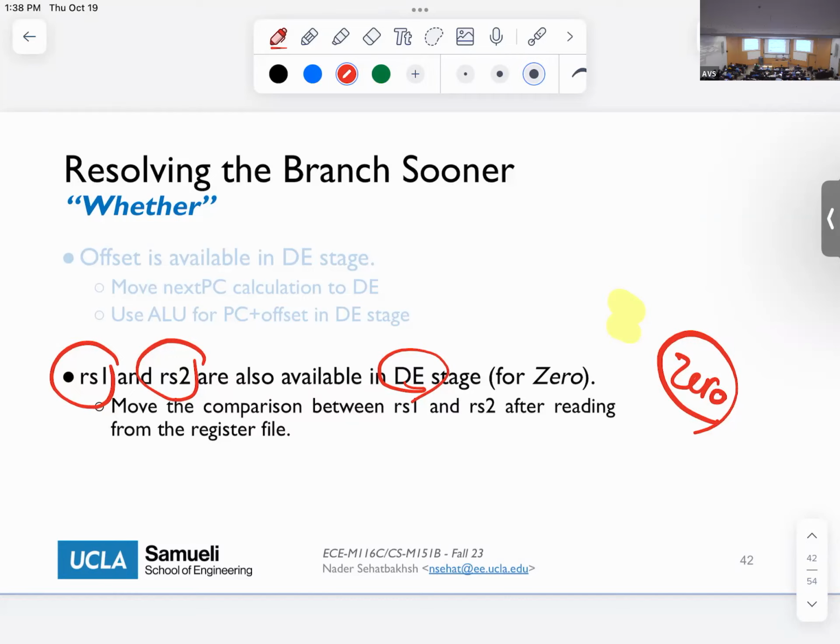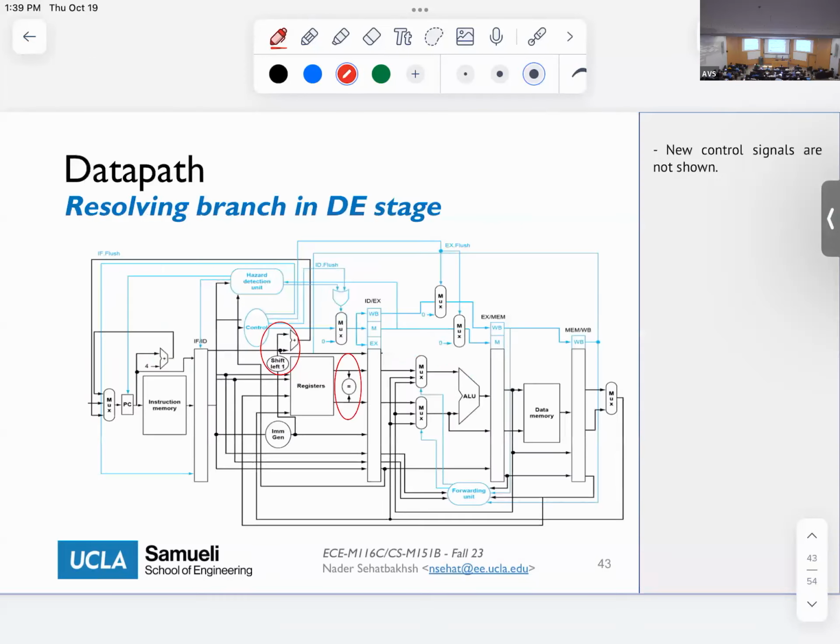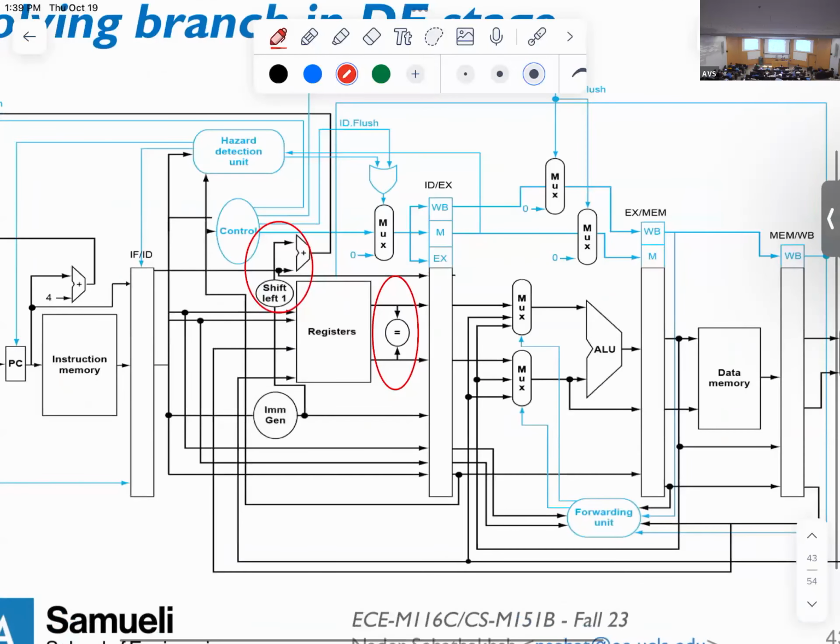But what I'm proposing now is that if I can add a comparator that compares RS1 and RS2 during the decode stage, now I also have the answer to whether they are equal during the decode stage. So these things together will bring us to this design here. Notice these two red ovals that I'm adding to the system. So basically I'm adding this thing here.